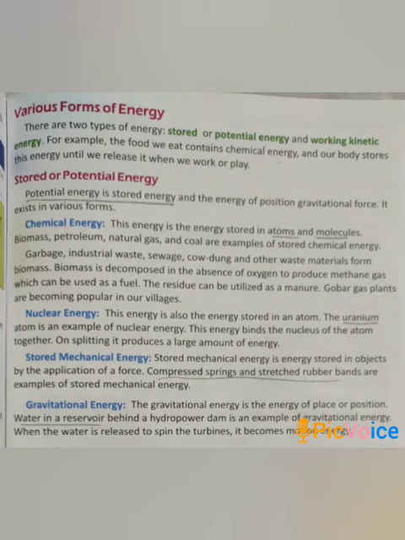It exists in various forms. First one is chemical energy. This energy is the energy stored in atoms and molecules. Biomass, petroleum, natural gas and coal are examples of stored chemical energy.